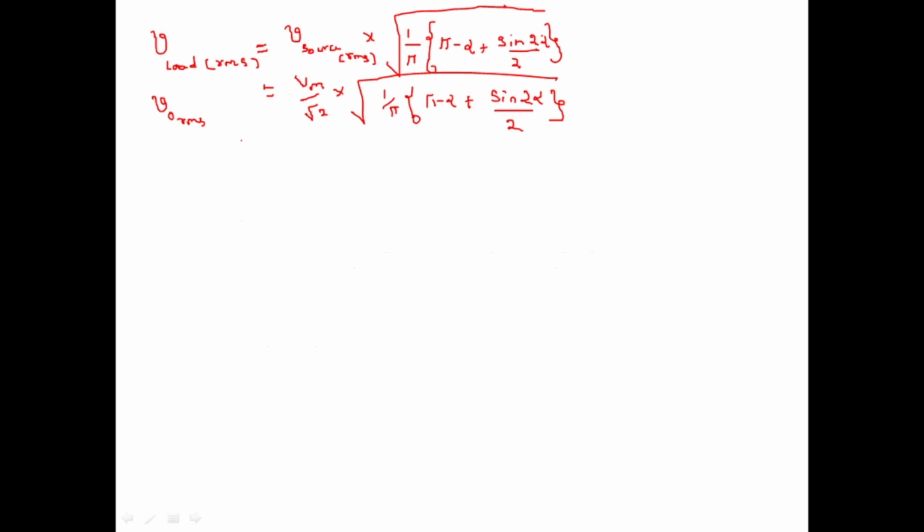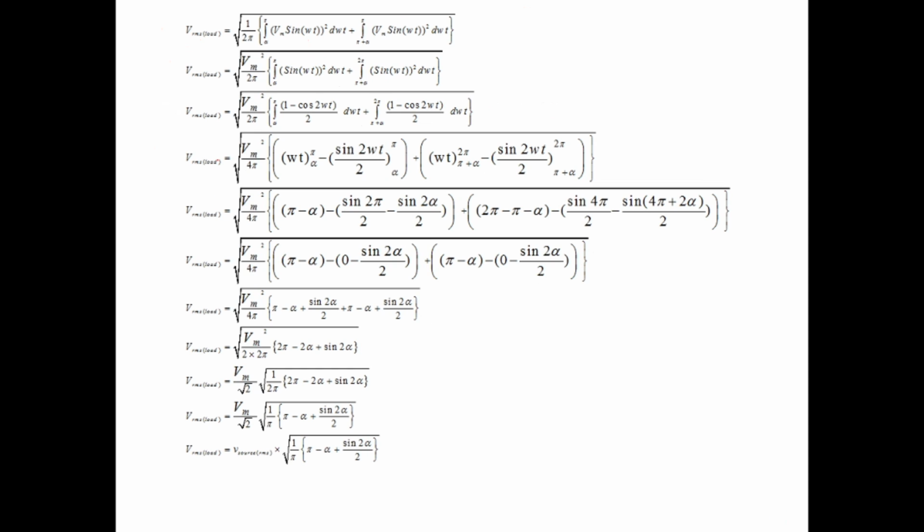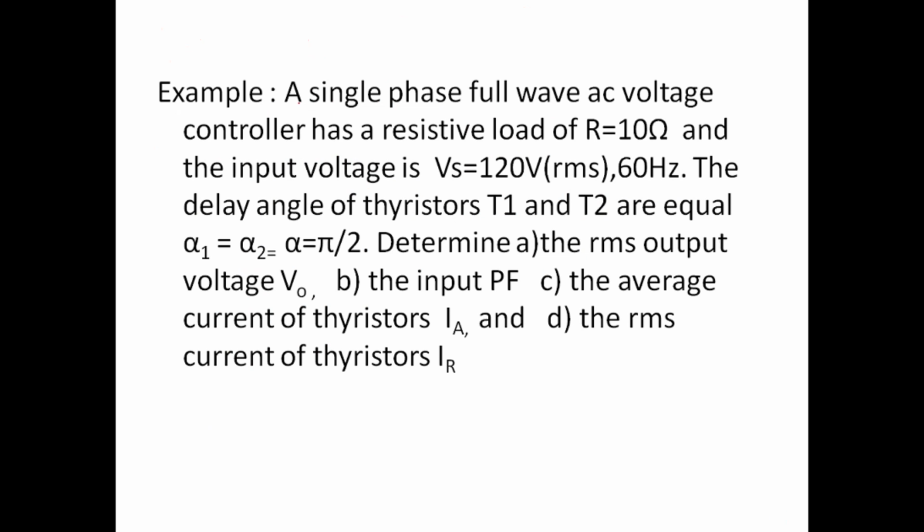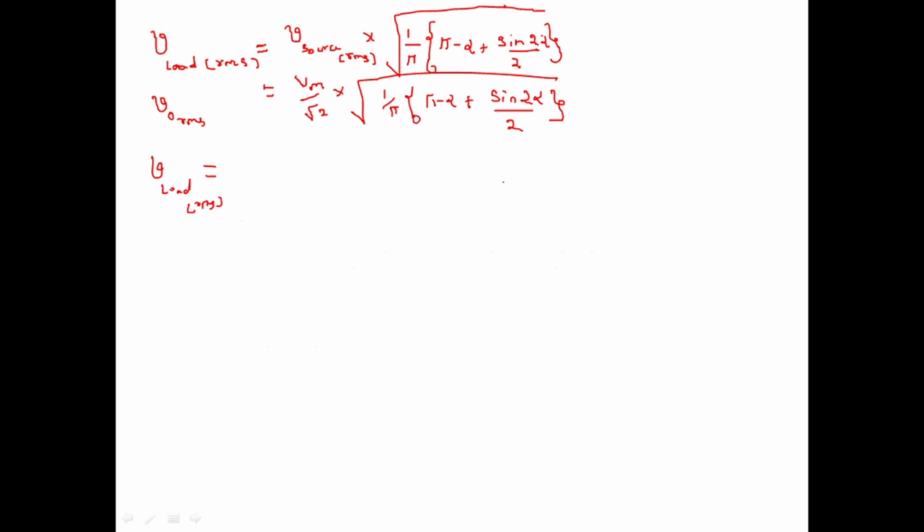So V load RMS is equal to, what is V source RMS? He has given input voltage RMS is 120. So if I am using this formula, I am using here 120. Then 120, I am using the term V source RMS.